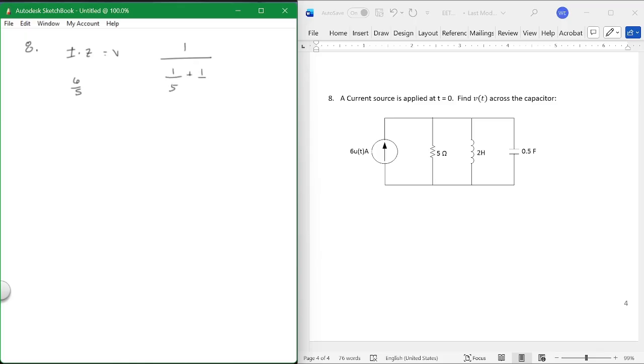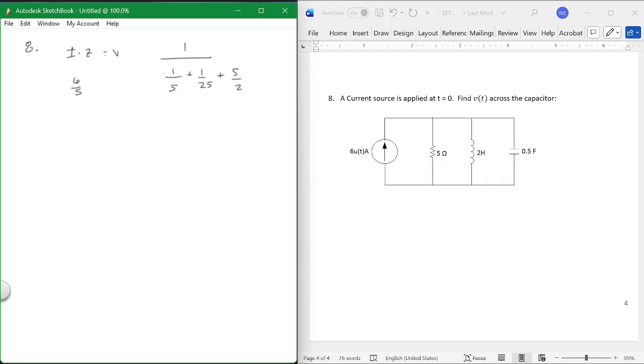5 plus 1 over 2S plus 1 over 0.5 over S, which is equal to S over 2, right? Is that right? I think so. Yeah, S plus S over 2.